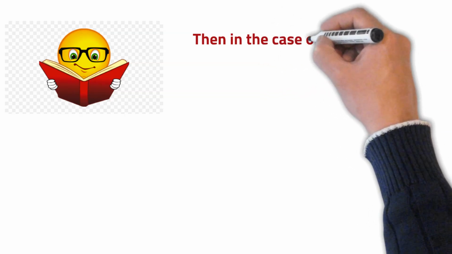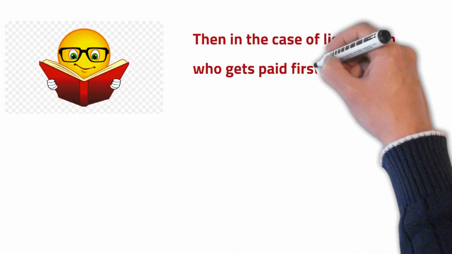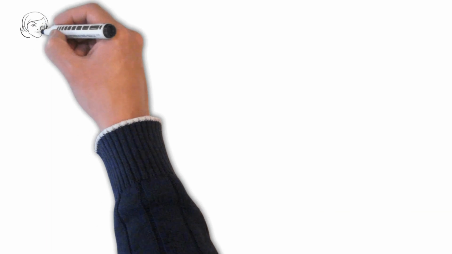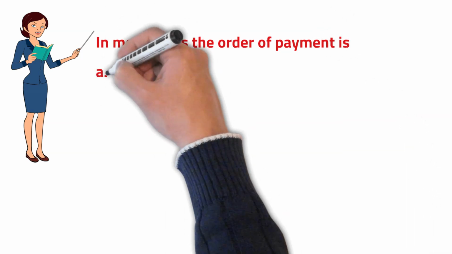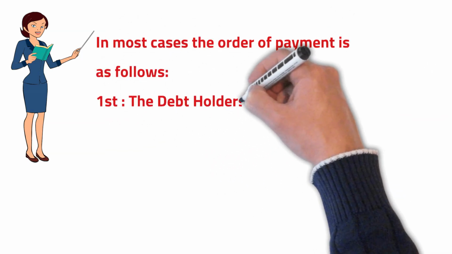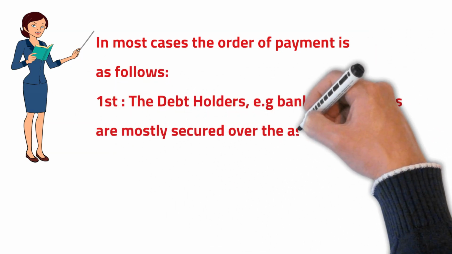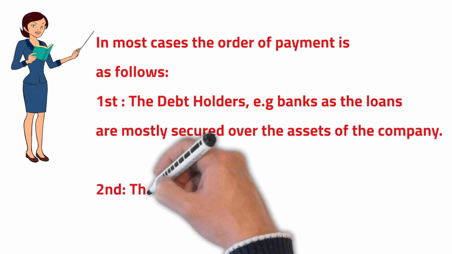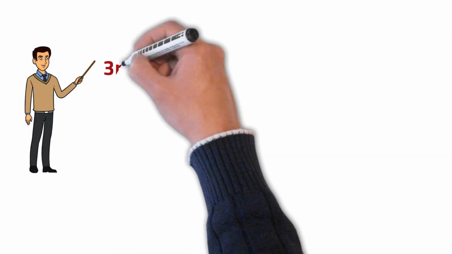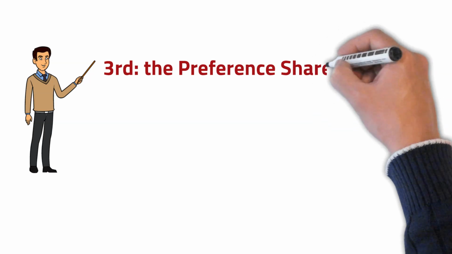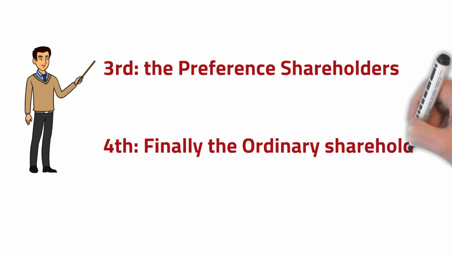Then, in the case of liquidation or bankruptcy, who gets paid first? Meaning, what is the order of payment? In most cases, the order of payment is as follows. First, the debt holders, example banks, as the loans are mostly secured over the assets of the company. Second, the bondholders. Third, the preference shareholders. And finally, fourth, the ordinary shareholders.